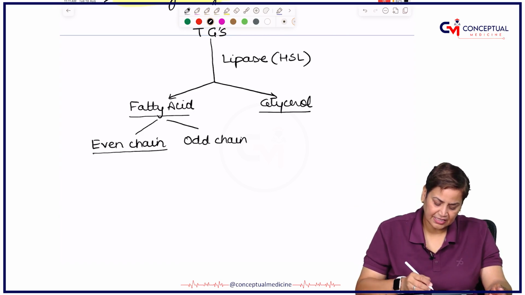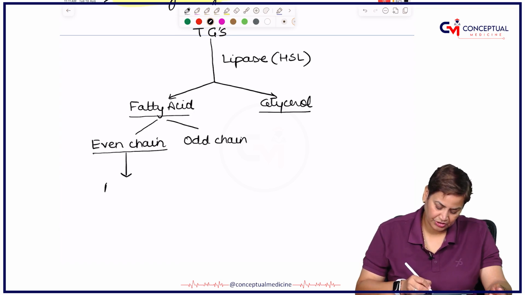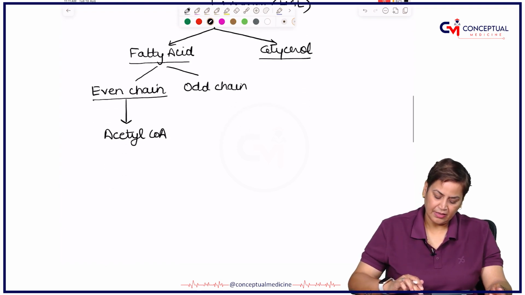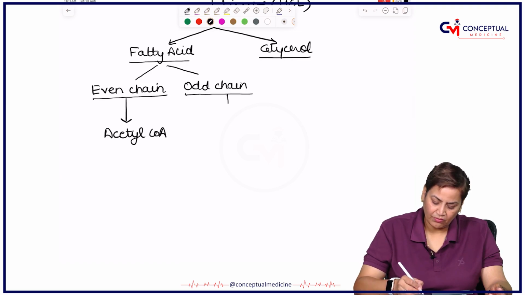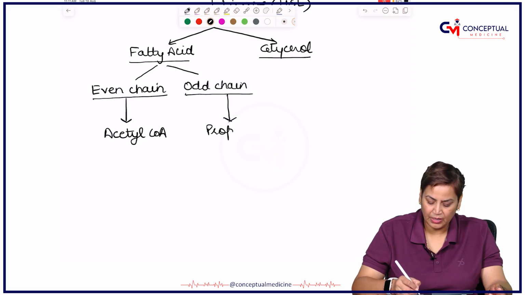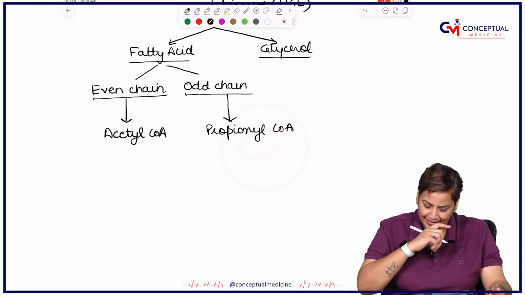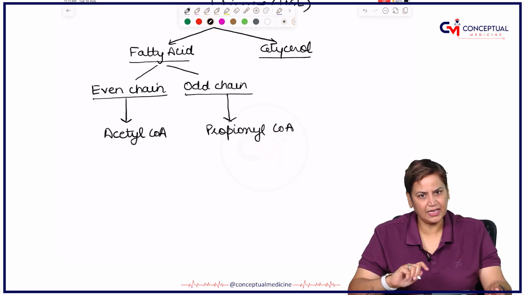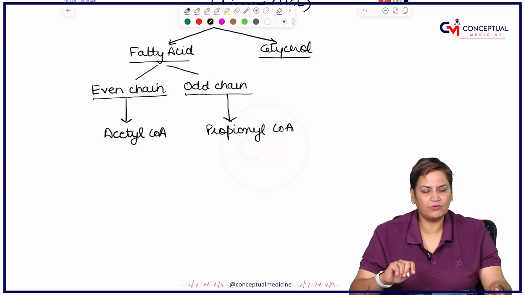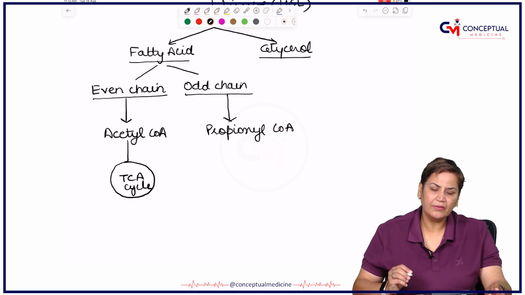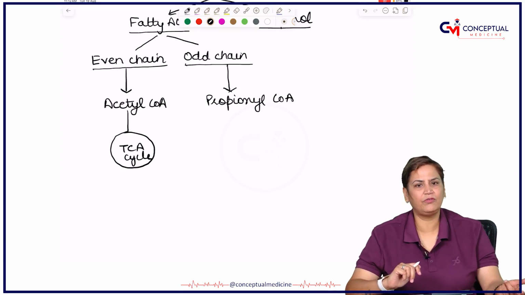So even chain fatty acids always result in the formation of acetyl coenzyme A, and odd chain fatty acids always result in the formation of propionyl coenzyme A. Right, if they are even chain, they will always form acetyl coenzyme A. If they are odd chain, they will always form propionyl coenzyme A. This acetyl coenzyme A undergoes the TCA cycle. So obviously 10 molecules of ATP, or if we talk about 2 acetyl coenzyme A, depending upon how many acetyl coenzyme A are liberated.